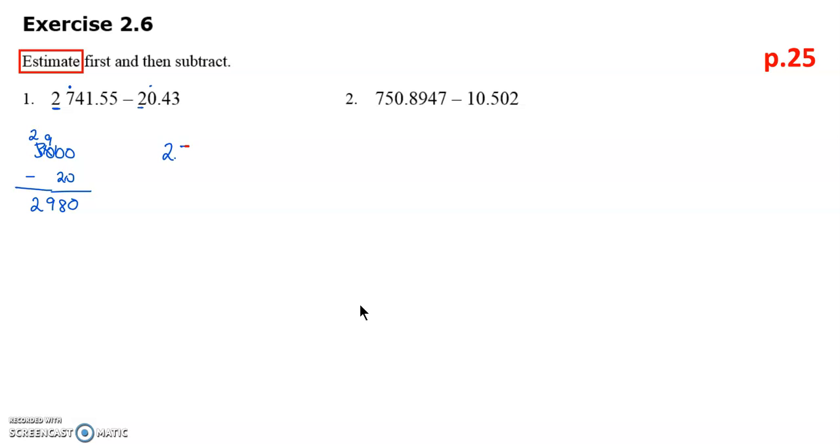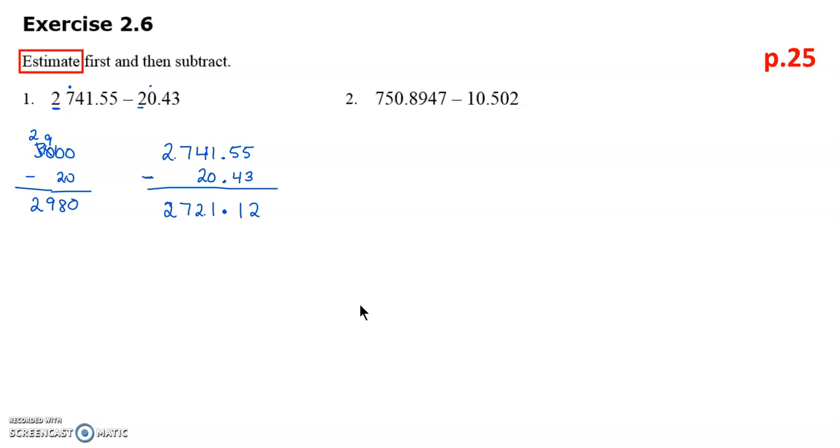Let's do our actual now. We're going to be careful to line up our decimal places. The 20.43. Here we don't need to add in any zeros. So we're going to subtract now, and we'll hold the decimal place where it needs to be. 5 minus 3 is 2, 5 minus 4 is 1, 1 minus 0 is 1, 4 minus 2 is 2, and then 7 and 2. So no borrowing on that, and we end up quite close to our estimate.